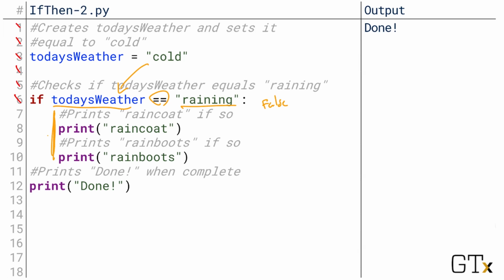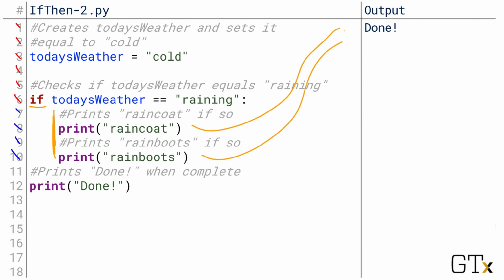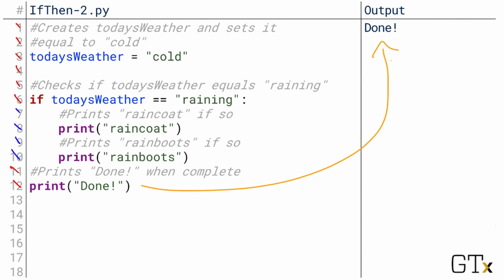The indented lines of code only run if that if statement is true, but it was false. So what happens? The code just skips those lines. I'll start to use blue to indicate lines that are skipped. The lines of code that were indented underneath the false if statement are never run. As a result, we don't see raincoat or rain boots in our output because the lines of code that print raincoat and rain boots are never run. We do, however, see the word done get printed because done was not indented underneath the if statement. This print statement runs either way.